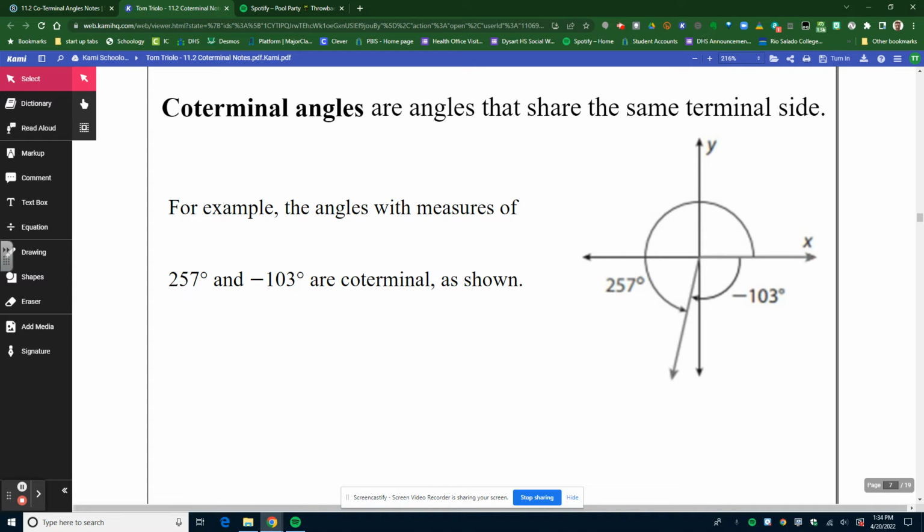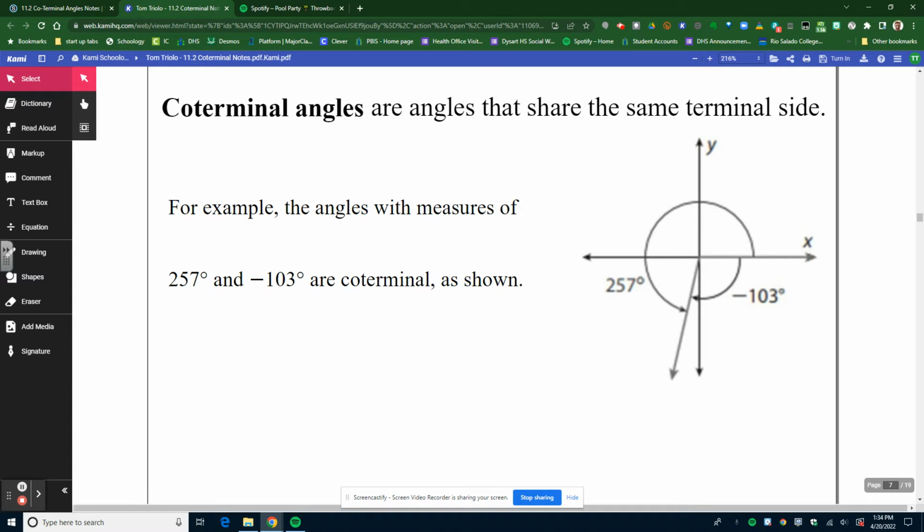So two angles that end at the same place. Remember, end means terminal. So if they end at the same place, they are coterminal. Many times we're going to be looking at a positive and negative angle that are coterminal.